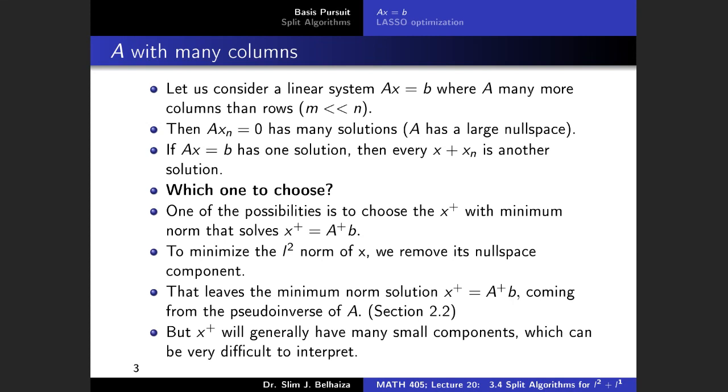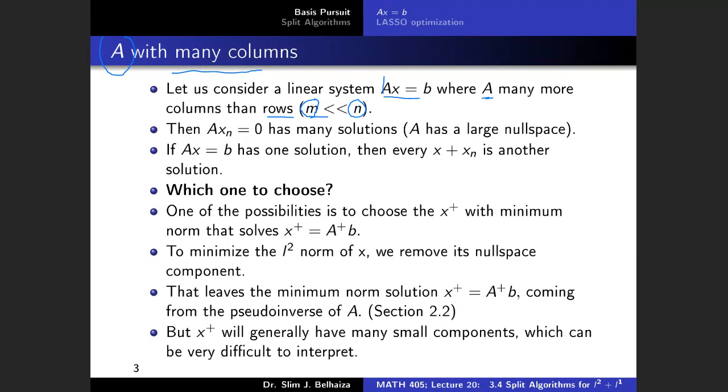So what is the problem? What is the problem context here? We are talking about a matrix A which has many columns. So let us consider a linear system, AX equals B, where A has many more columns than rows. Okay? So N, the number of columns, is much larger than M. Of course, M here is the number of conditions in the linear system, and N is the number of variables or entries in the X vector.